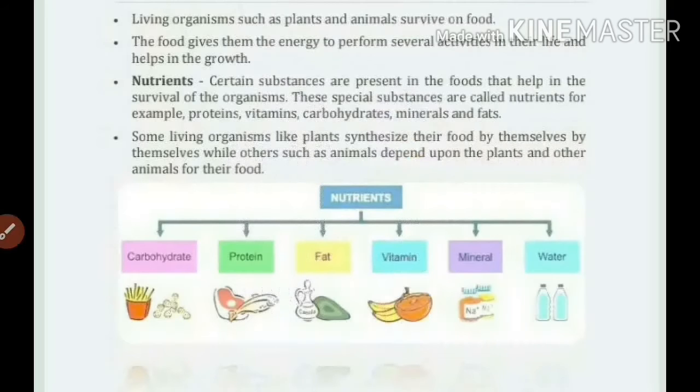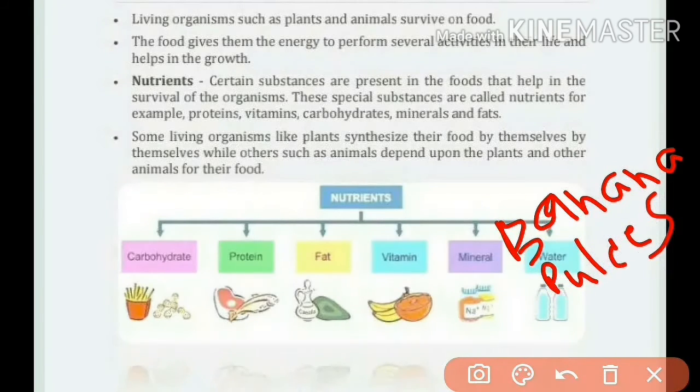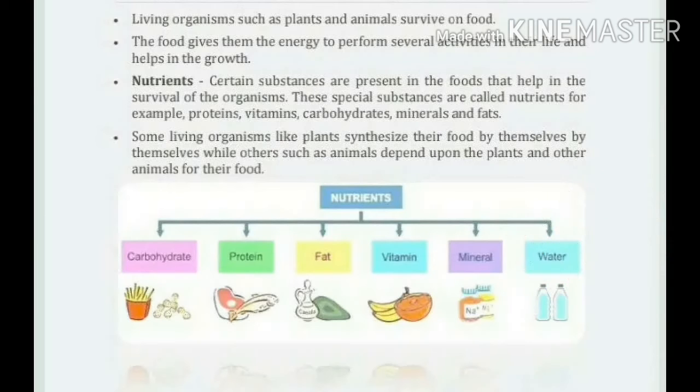So let's move further. We have discussed all these topics. Let's give some examples of mineral-rich food. The mineral-rich foods are like banana, then pulses, etc. So let's move further.